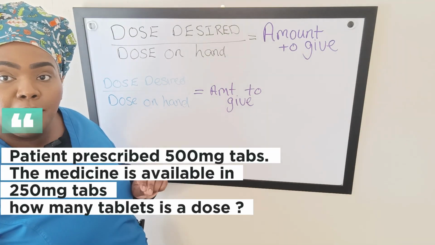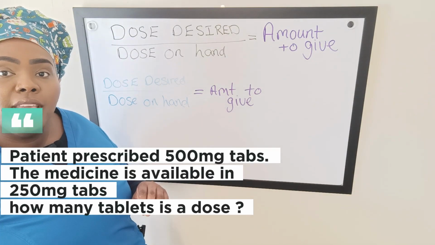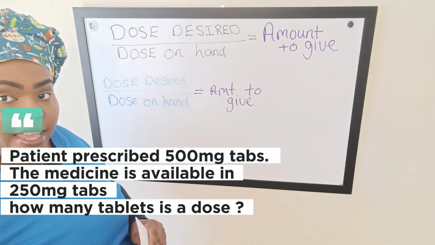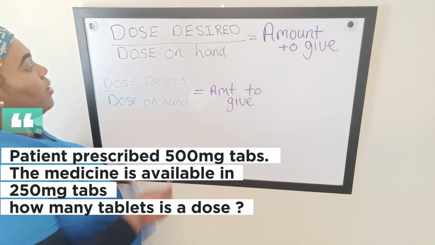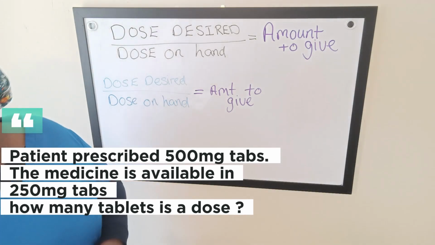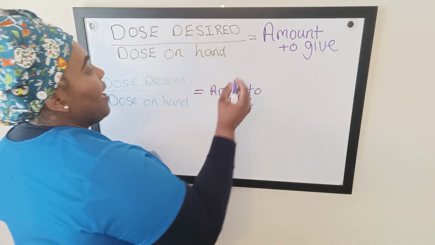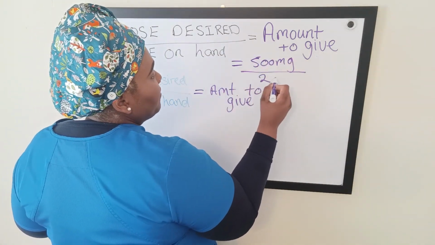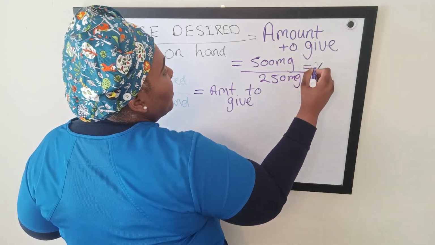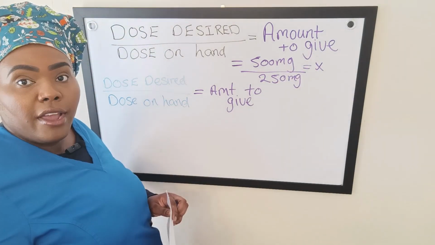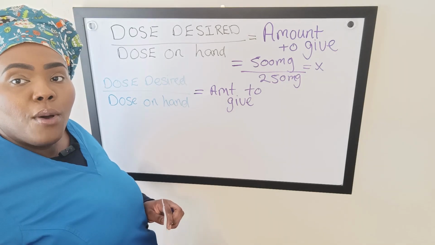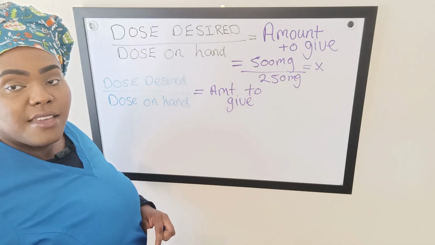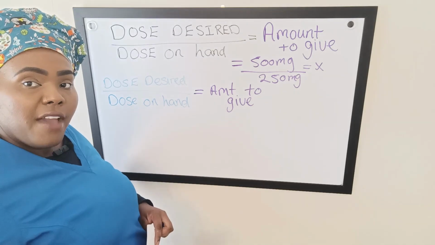So we have an example. Our first example is that our patient was prescribed 500 milligrams of a medication and available on hand is 250 milligrams. So our dose desired is 500 milligrams. Our dose on hand is 250 milligrams, equals X. X is our amount to give, right? So we are trying to figure out how many tablets or capsules I have to administer to give this patient the desired dose of 500 milligrams.